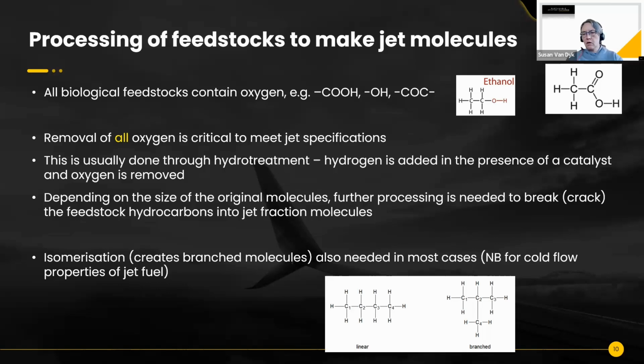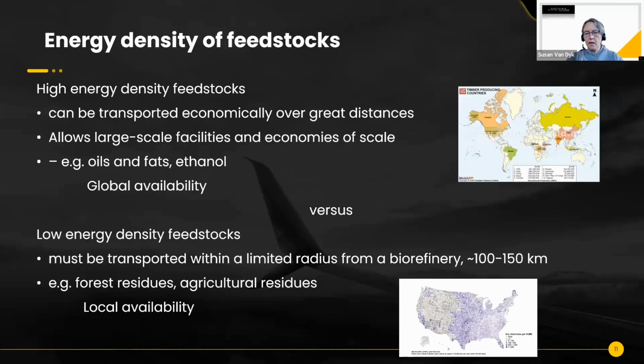And then another process is isomerization, where you go from this to that. So you take a straight carbon chain and you want to create a branching, because this changes the cold flow properties. So this molecule will not be very good at cold temperatures, but this one will be quite a lot better, with a lower freeze point.